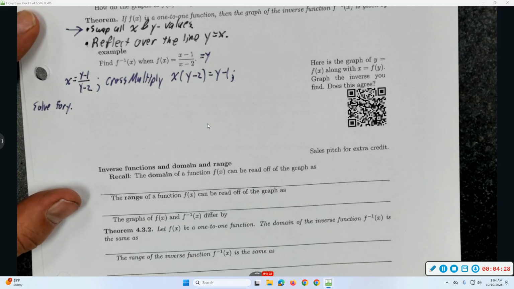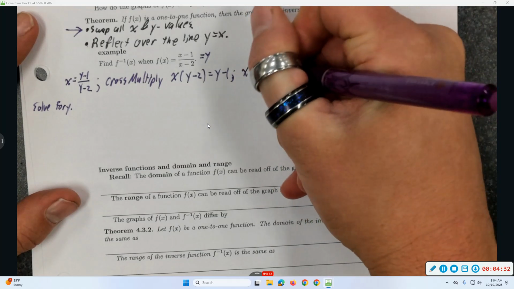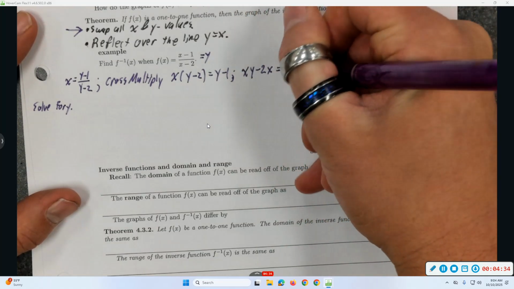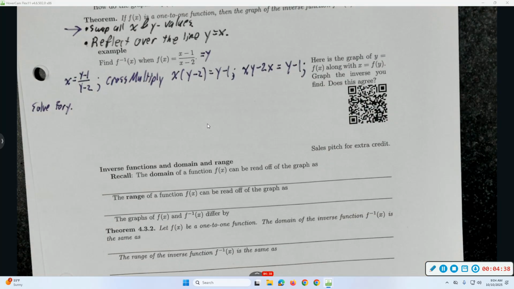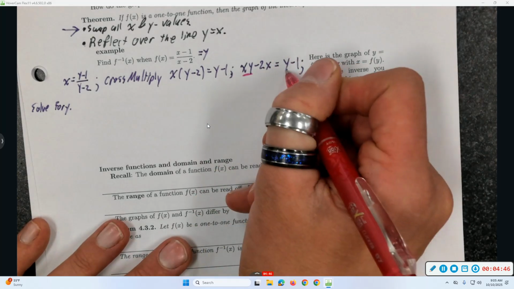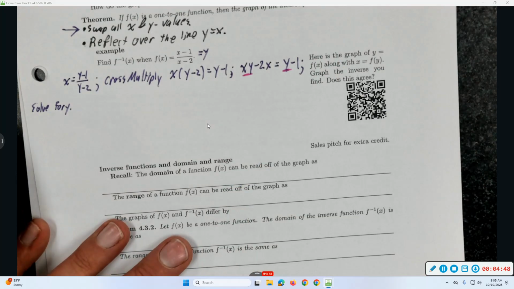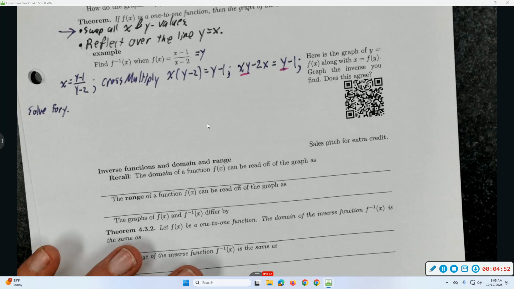Distribute the x. Do the instructions that the parentheses tell you. xy minus 2x equals y minus 1. Alright. And now I want to get all the y's onto one side, all of the non-y's onto the other. So let's just see. There's a term that involves y. There's a term that involves y. The other two terms don't involve y. So it seems like a good idea.